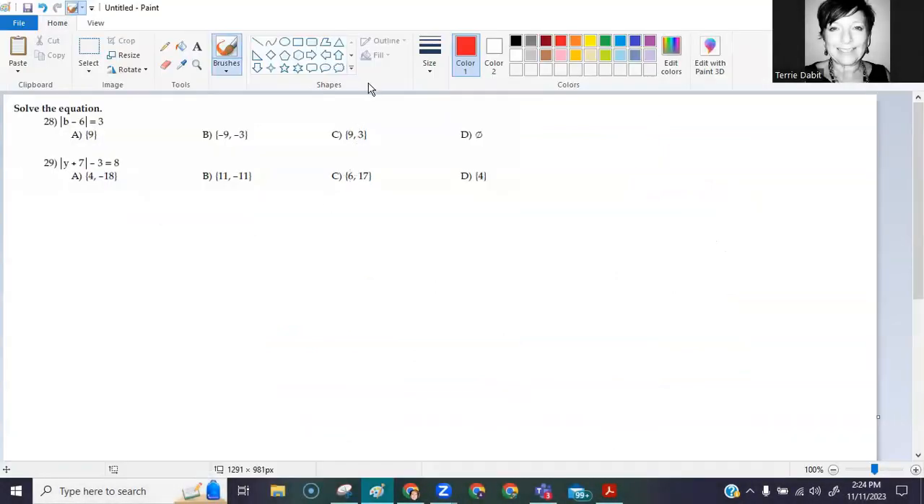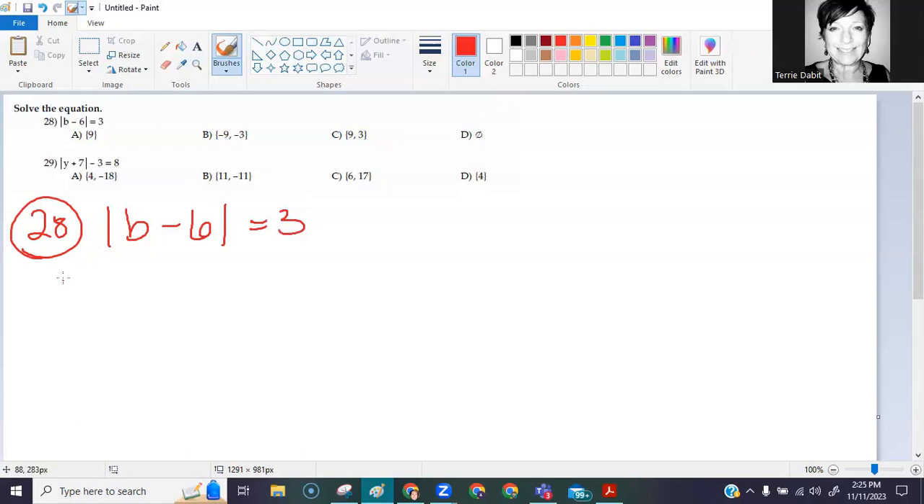Okay, number 28 and number 29 are solving absolute value equations. And we learned that you got to get the absolute value bars by itself. And then you set the left side equal to the positive and equal to the negative. So let's start with number 28. On the inside, I have b minus 6 is equal to 3.